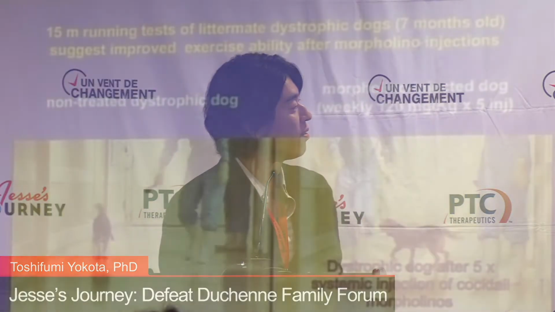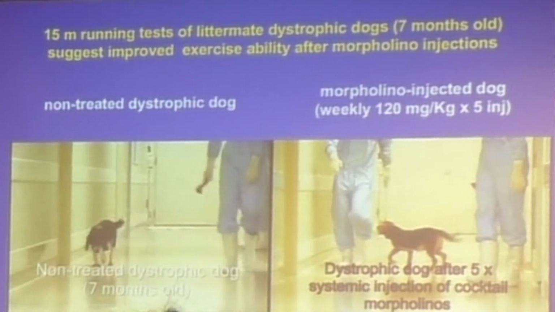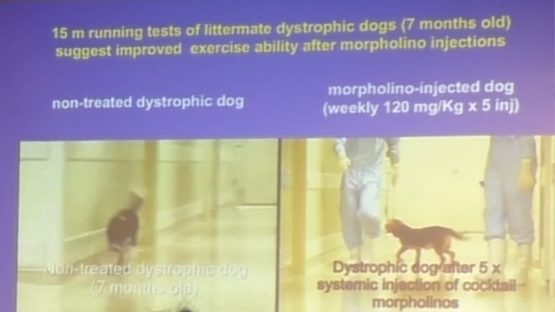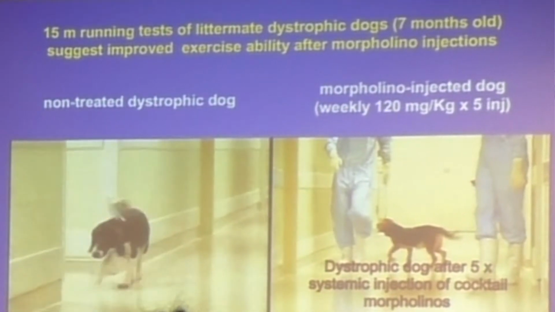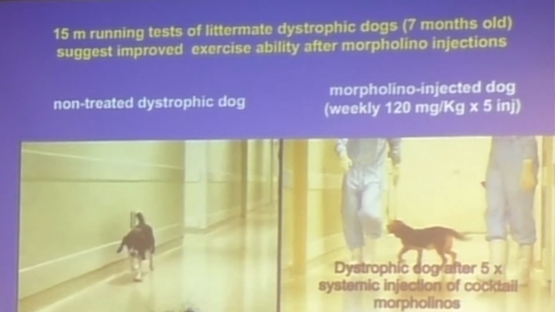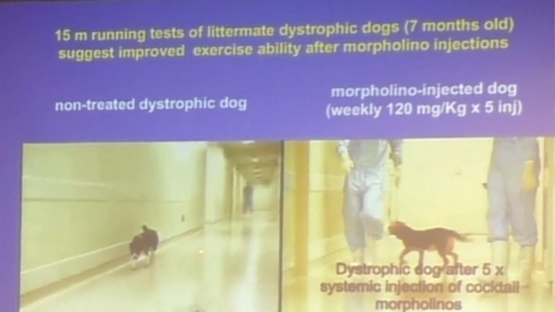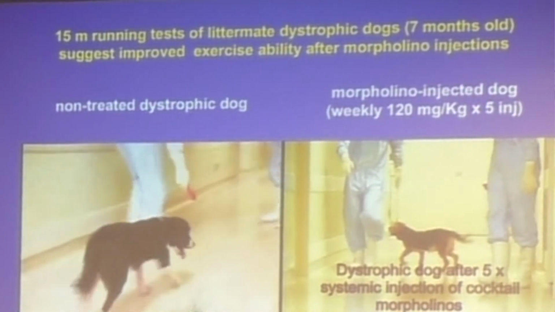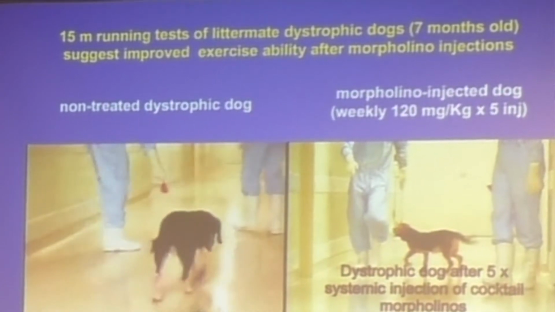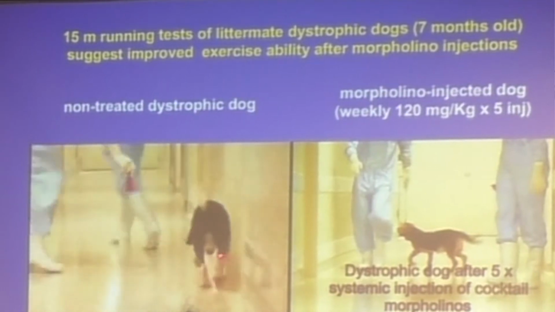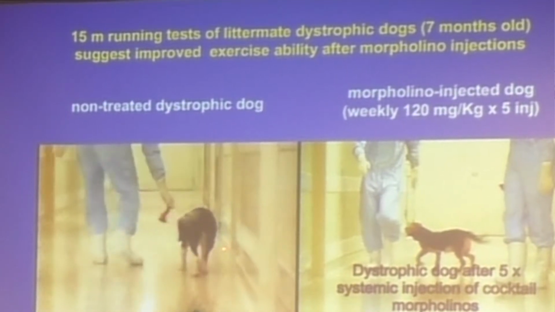So this is one paper published about 10 years ago. This is work done in Japan with a dog model of DMD. So the left side is a non-treated dystrophic dog. He is a 7-month-old dog. So this is one DMD model. He has severe atrophy in the face muscle, and he has contracture of the legs. So he can't walk very fast. He can walk very slowly.